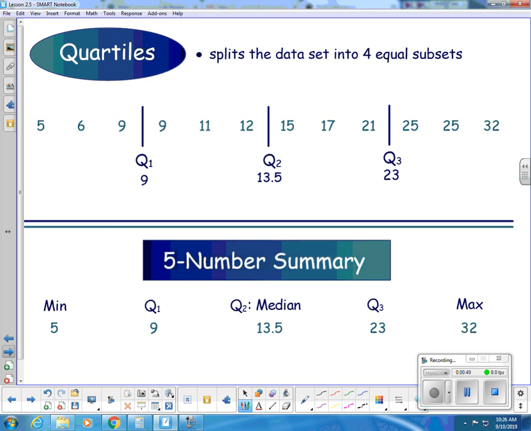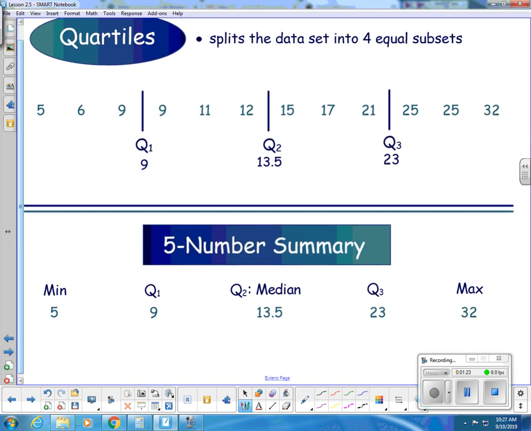Then all you're doing is taking the numbers below the median and finding that median. The median of the lower set is your first quartile. The median of the upper set is your third quartile. So they're not hard to do. You're just doing medians again. You take your data, make sure it's in order, find your median. Then go to the left of your median, find that median. Go to the right of the median, find that median. This creates your 5-number summary.